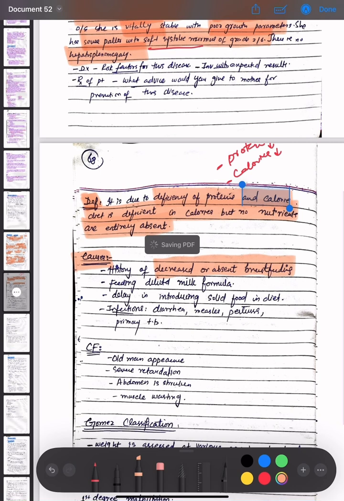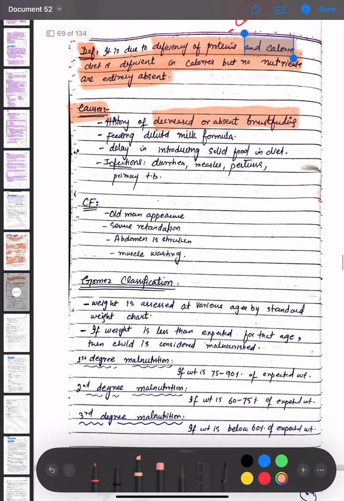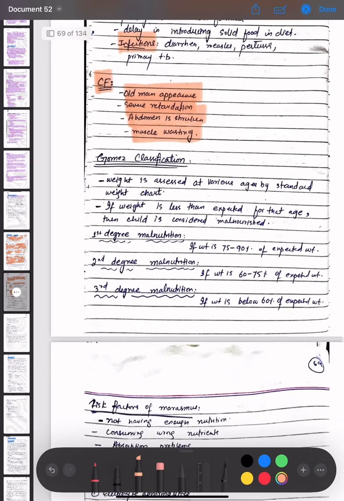Then the clinical features are old man appearance, severe retardation, abdomen is shrunken, and muscle wasting is there. Remember, whenever there is a point written that there is muscle wasting, then you should know that it is indicated towards marasmus. Severe retardation, abdomen is shrunken, and muscle wasting is present.